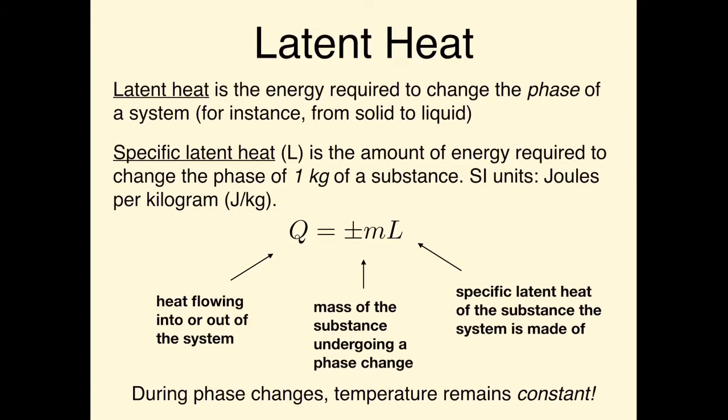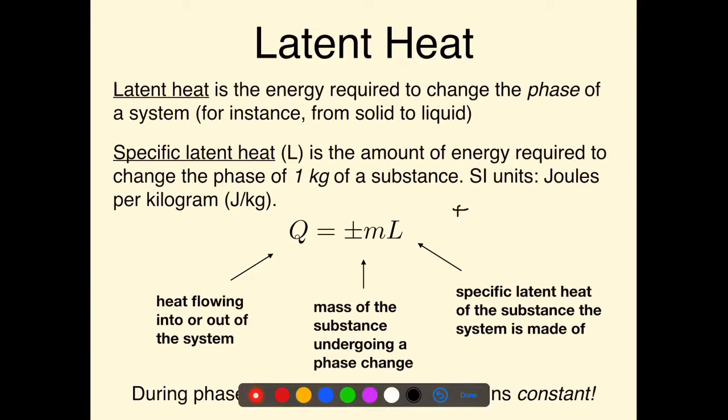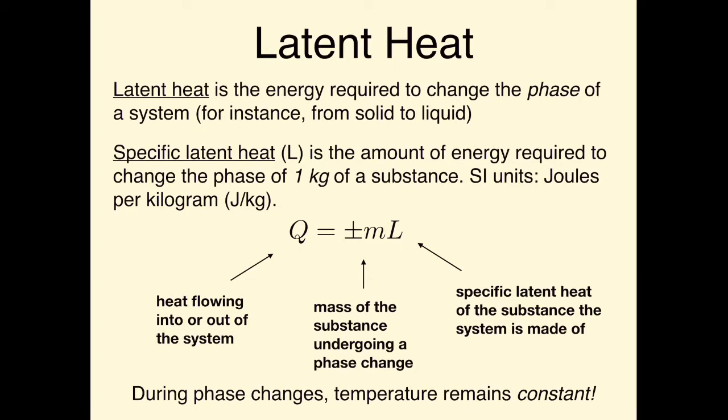Okay. Now, why do I say plus or minus? Well, plus means heat is going into the system. So, for instance, you'd have positive for melting, so heat would be going into the system in that case. Let's say you were freezing, you would need to remove heat from the system, so you would choose the negative sign. Okay, so that's why you have a positive and a negative sign potentially. And then lastly, as we saw earlier, when there's a phase change happening, the temperature of the system remains constant. That's really important to remember.